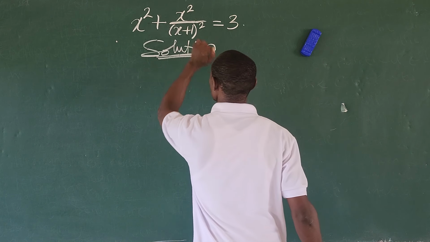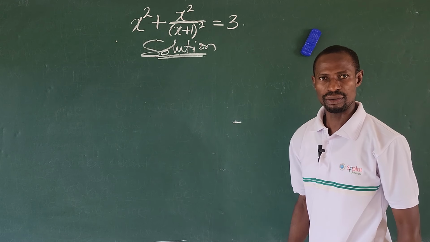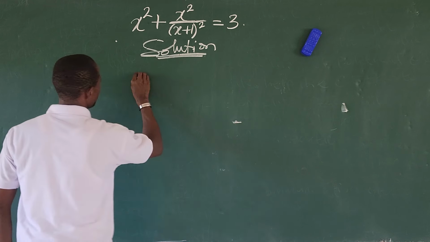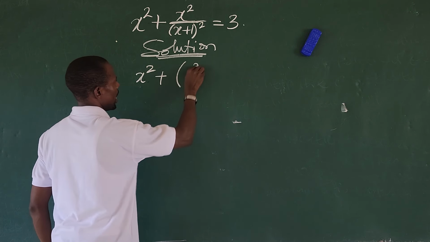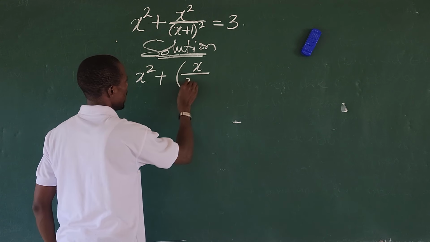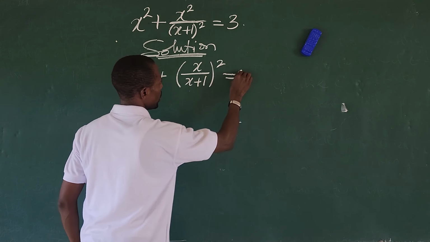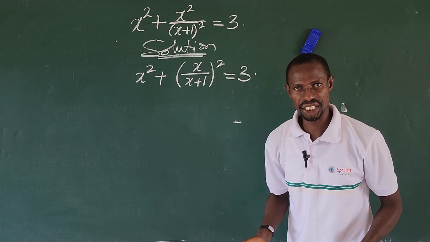Here we are having x to the power of 2, and the denominator here we are having it raised to the power of 2. So let's rewrite this now. So this can be written as x to the power of 2 plus bracket x all over x plus 1 plus bracket all to the power of 2 equal to 3. This does not change anything, right?